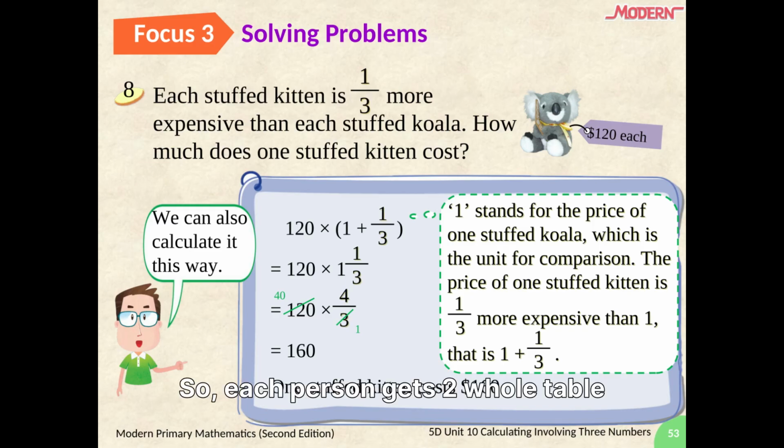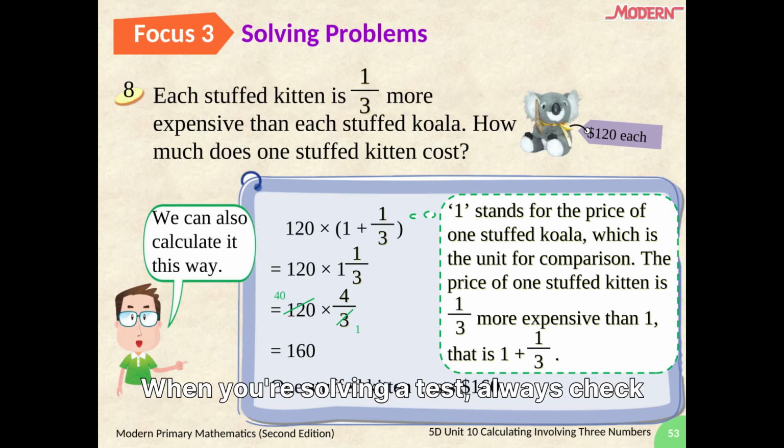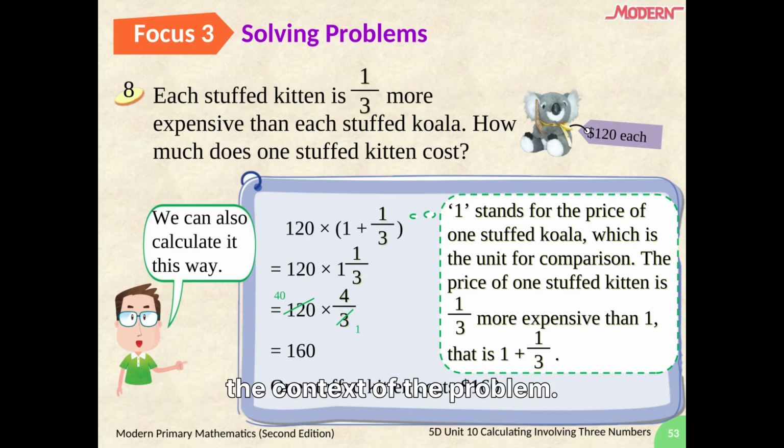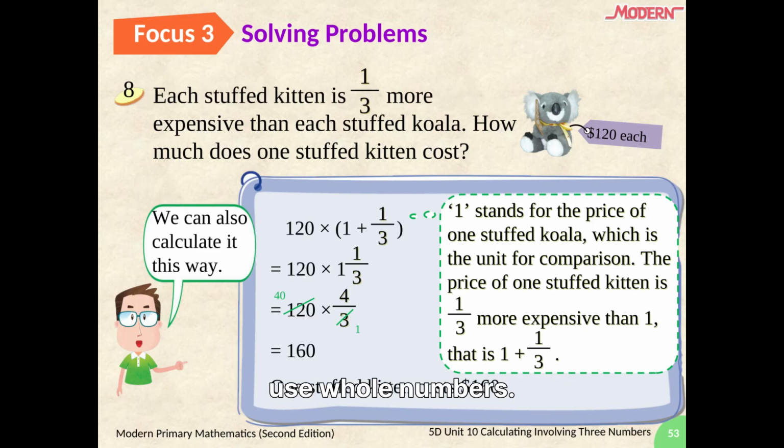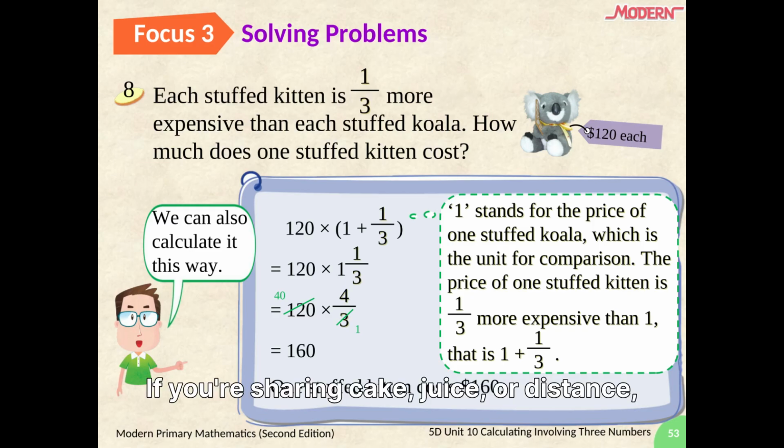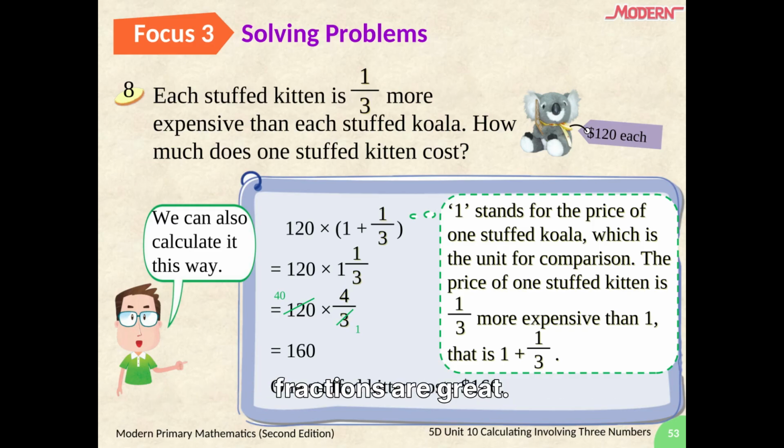So each person gets 2 whole table tennis balls, and 3 balls are left over. This is a crucial distinction in word problems. When you're solving a test, always check the context of the problem. If you're sharing balls, pencils, or people, use whole numbers. If you're sharing cake, juice, or distance, fractions are great.